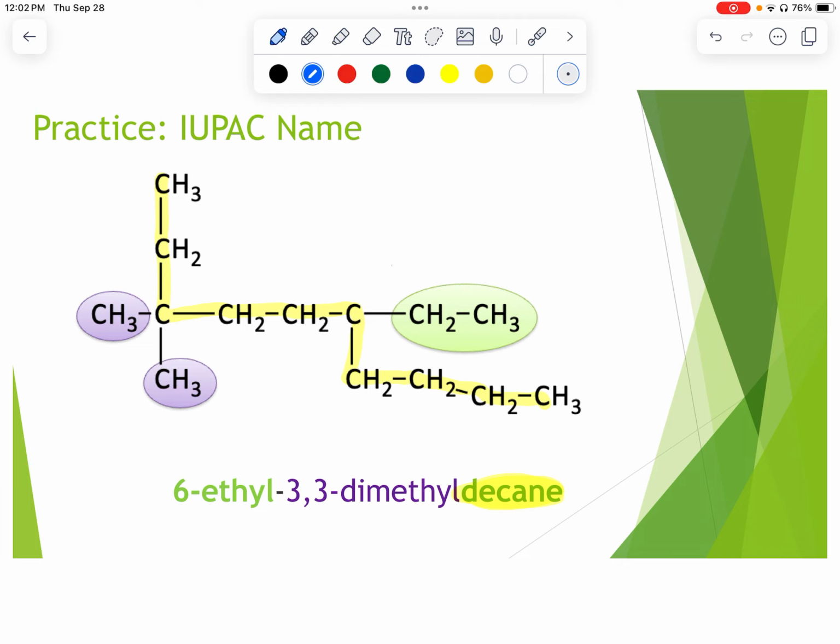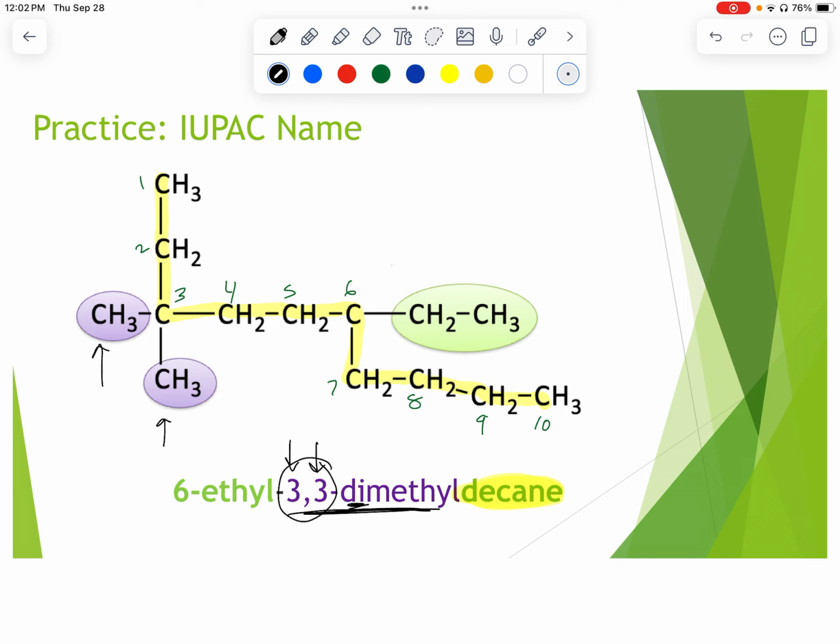Then I'm gonna number it. So 1, 2, 3, that's where it branches first. 4, 5, 6, 7, 8, 9, 10. Next, I find my substituents. In this case, they have two methyls here. That's the 3,3, because they're both coming off of carbon 3. You need to have two numbers. If you have a di, 3,3 dimethyl.